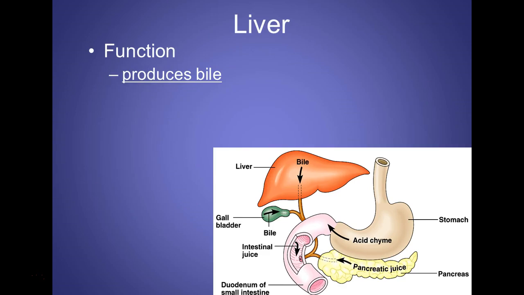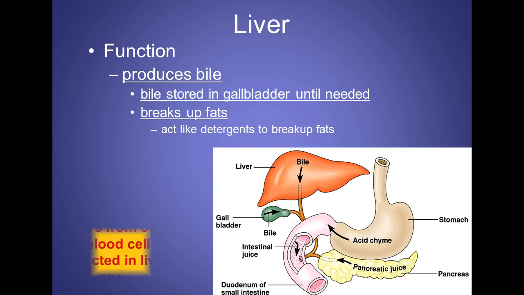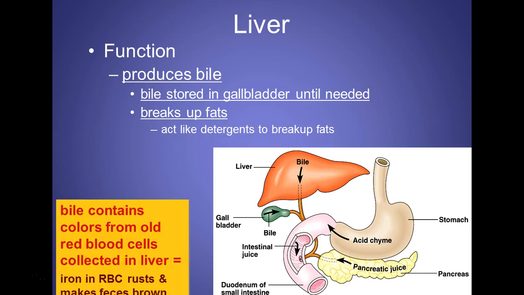We have the liver. The liver has a bunch of functions. It's our largest internal organ. It produces bile, which is stored in the gallbladder, which we know breaks up fat, and it acts like a detergent. So for our purposes, that's what it does. Bile contains colors from old red blood cells collected in the liver. The iron in the red blood cell rust makes our feces brown.